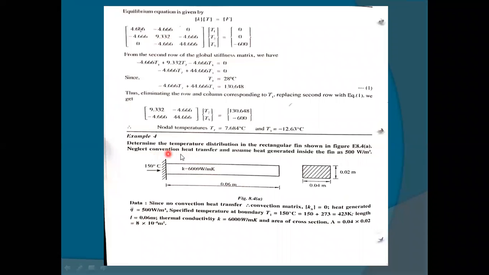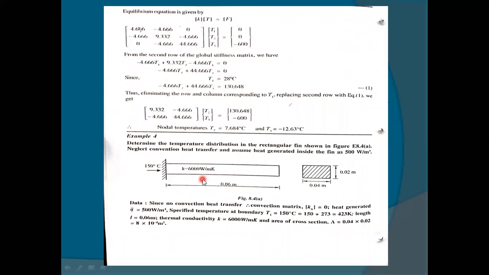What is the meaning of this? What is the meaning of neglect convection heat transfer? Sir, one side convection, one side conduction, the other side neglected convection. The fin is not subjected to surrounding temperature.